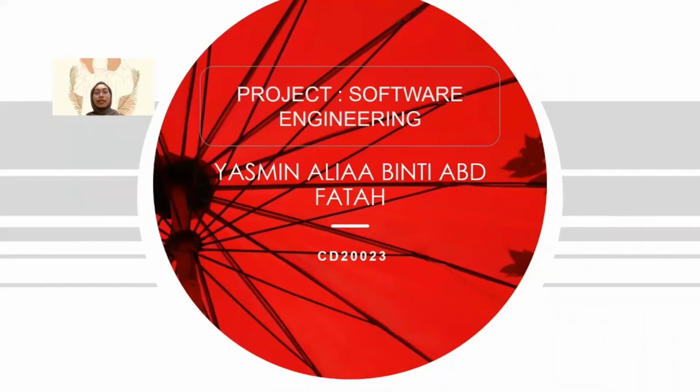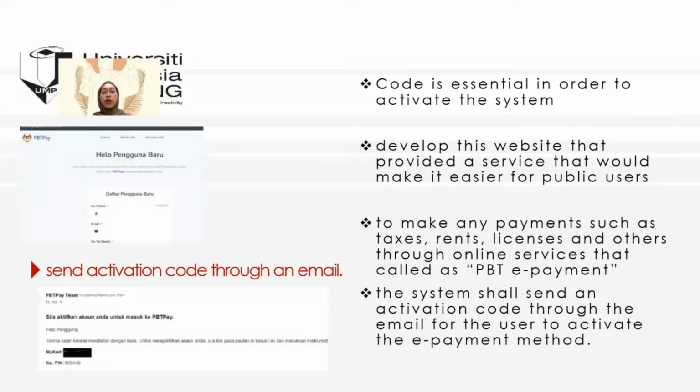Assalamualaikum. My name is Yasmin Ala binti Abdul Fattah. My matric number is CD20023. For the functional requirements, the Majlis Perbandaran Kangar, which is MPK, shall be able to send an activation code through email. The activation code consists of 2 or more sets of characters and numbers separated by hyphens. This code is essential in order to activate the system so that users can get benefits and advantages such as daily automatic updates about the system.